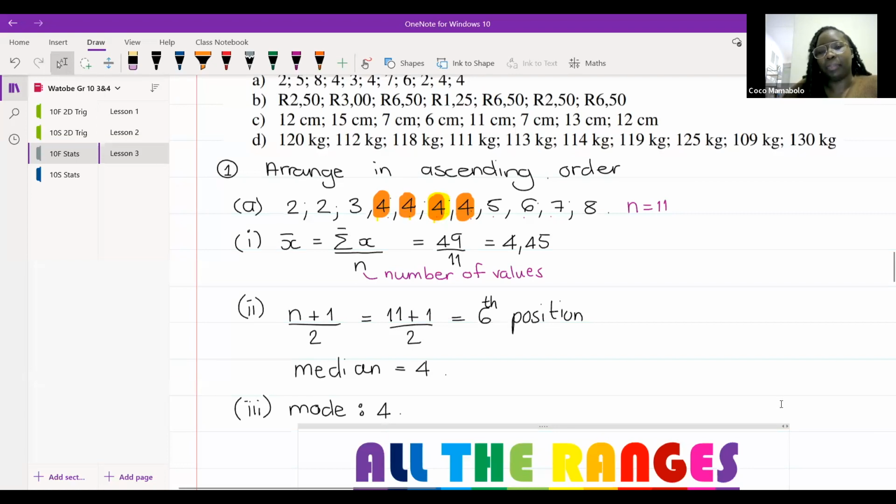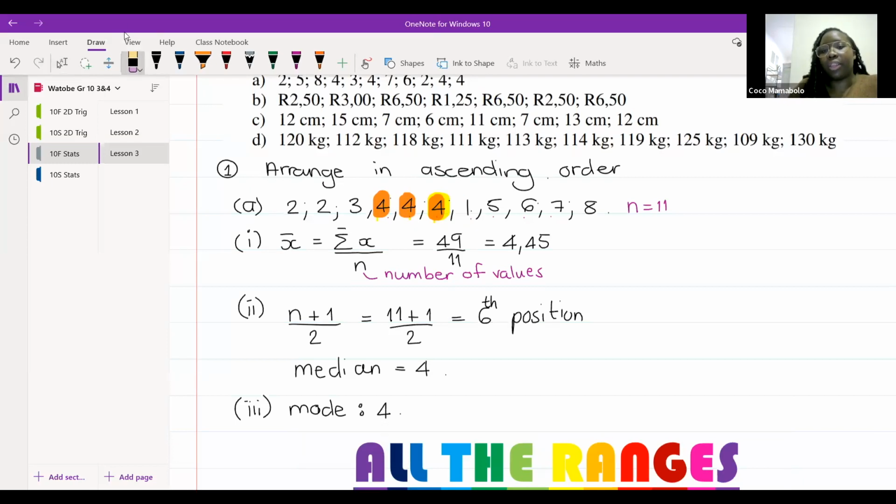For the median, ma'am, I learned that you just cancel out from, let's say, 2. So you start at 2 and then you cancel 8, and you do it again until you get to the middle. Absolutely, you can do that.